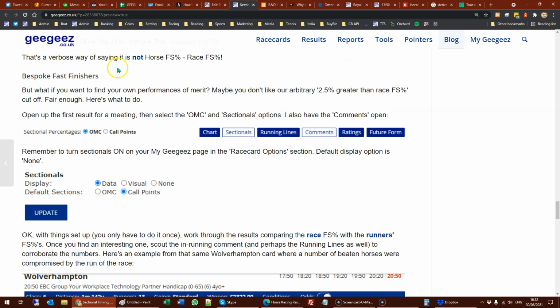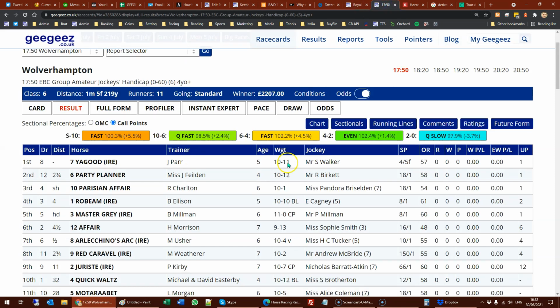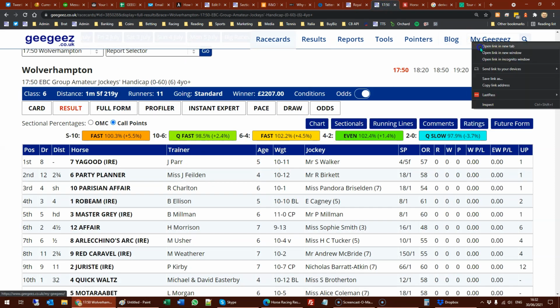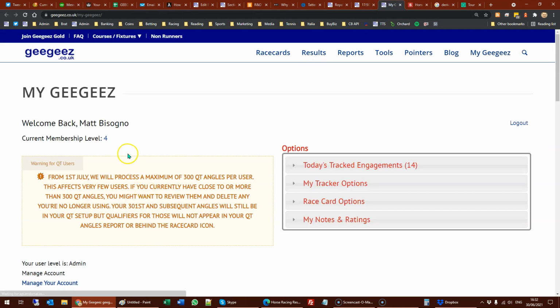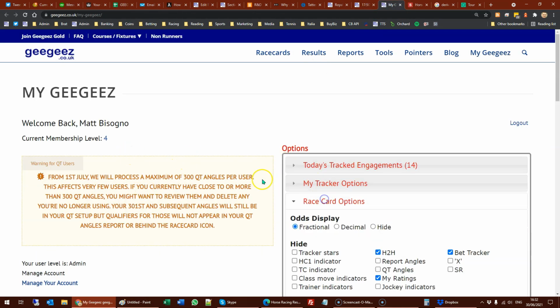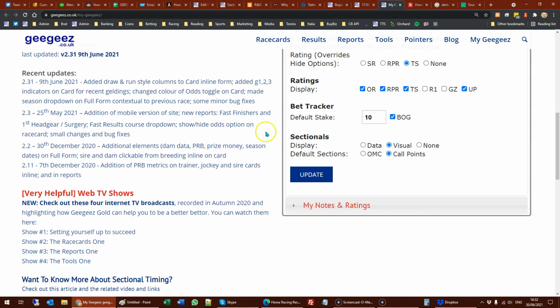So if that's the case, you need to do a couple of things. In actual fact, for anything related to the sectional data, the first thing you've got to do is go to your My GG's page, and you've got to go to your race card options, and you've got to turn sectionals on. The default is none. And so if you're wondering why you can't see any of this sectional data, that's why.